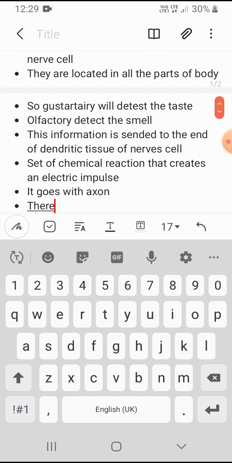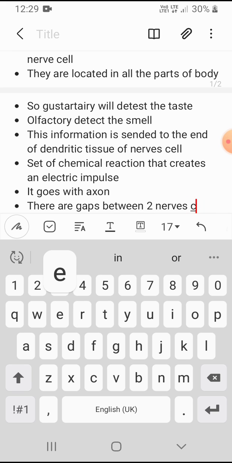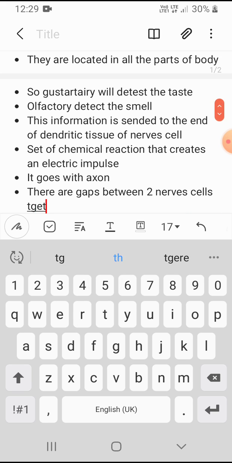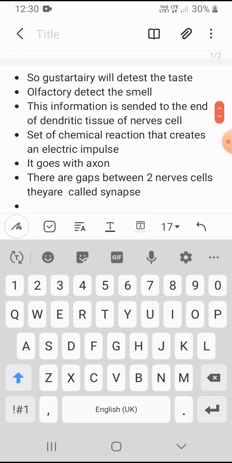So there are gaps between two nerve cells. They may ask this for 1 mark: they are called the synapse. They are the gaps between them, called synapse.